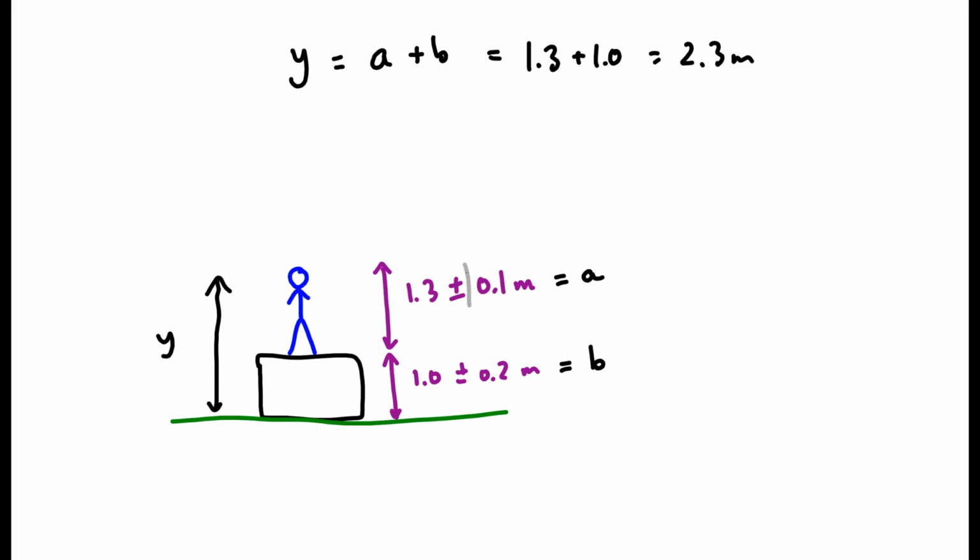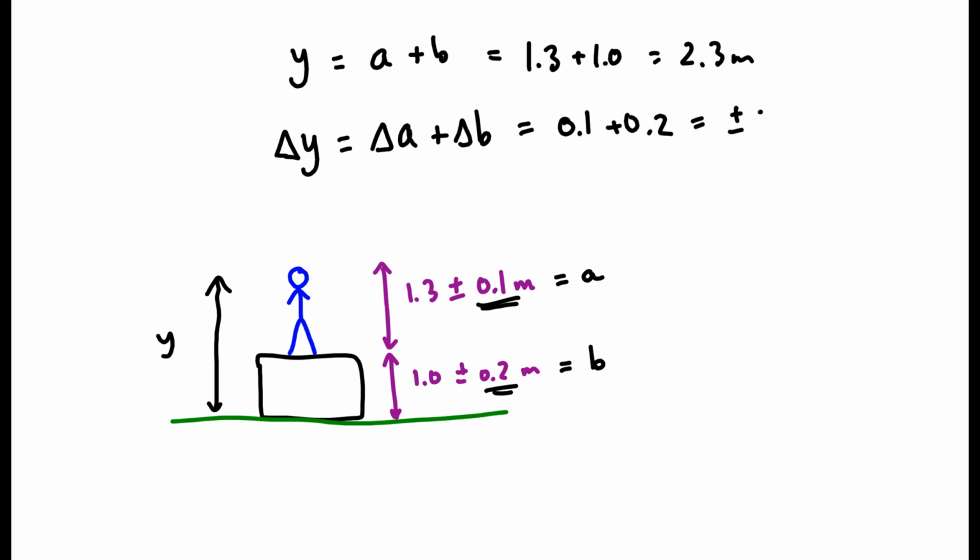We will use a triangle to represent uncertainty, the absolute uncertainty. So the delta here means two things. It could mean change in, or it could mean the uncertainty in. So the absolute uncertainty in y, we find it by adding the absolute uncertainties in our measurements. In other words, we have to add the 0.1 and the 0.2 to get a total uncertainty of plus or minus 0.3. That means y is equal to 2.3 plus or minus 0.3 meters.